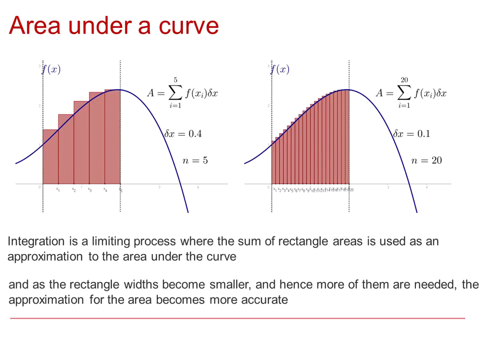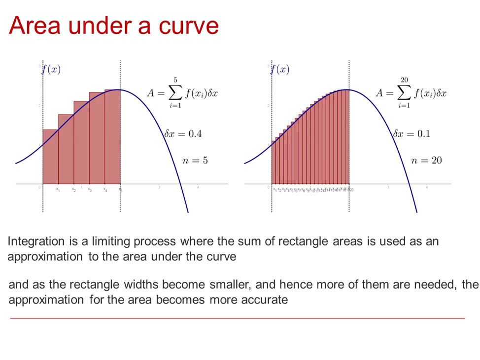You have probably already come across the idea of splitting areas into strips or rectangles in order to estimate the area. In these diagrams you can see an example where first of all we have only used 5 rectangles. Delta x is 0.4 and the area is estimated using the sigma notation for summing between i equals 1 to 5 the height of the curve f of x times the width of the rectangle delta x.